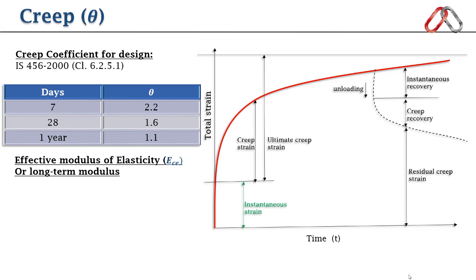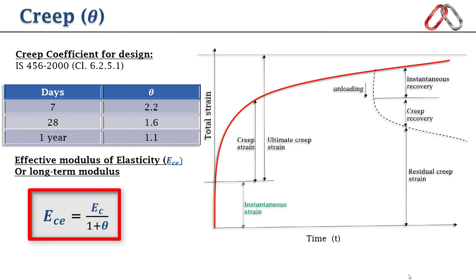One more thing here is that due to creep, the modulus of elasticity is reduced, and we call this reduced modulus the effective modulus of elasticity. Here is the formula: ECE, the effective modulus of elasticity, is equal to the short-term modulus of elasticity EC upon 1 plus theta, the creep coefficient. Now understand the concept of shrinkage.